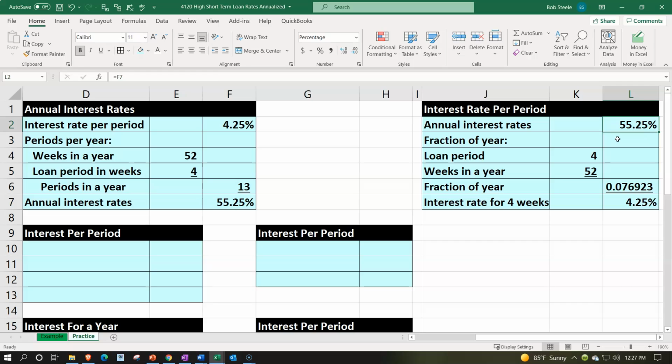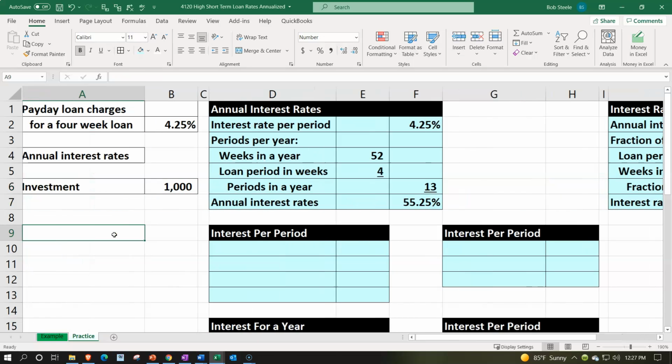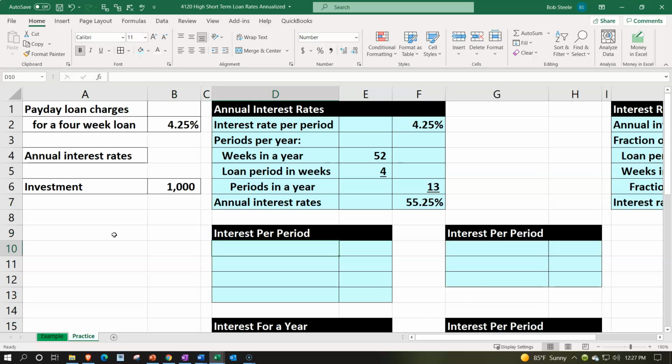So again, let's go ahead and indent these and format it. We're going to go to the Home tab, Alignment, Indent, and let's indent this one as well, Alignment, Indent again. Okay, so now let's just think about this a couple different ways. We've got the interest per period. Let's think about the actual investment of $1,000.